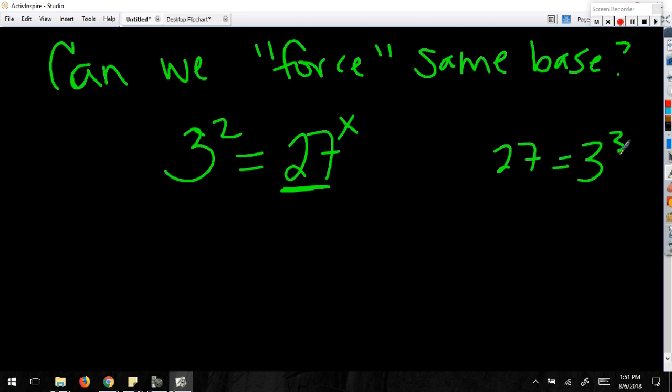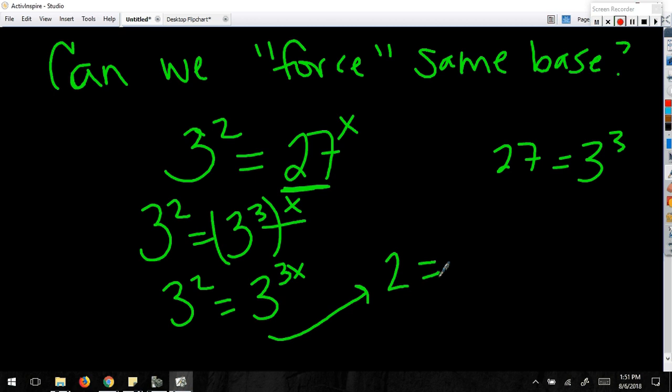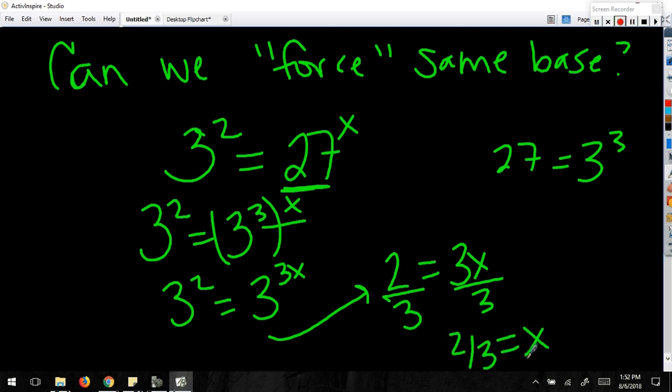third, right? So I could change this a little bit and I could say, well, really, I'm going to write this a different way. And I'm going to say 27 is 3 to the third, but that x is still there. Well, because I know if I raise a power to a power, I multiply, my equation now becomes 3 to the second equals 3 to the 3x. Well, now I have an equation. The bases are the same. So I can simply set these exponents equal to one another, divide by 3, and solve for x. So fairly easy solves.